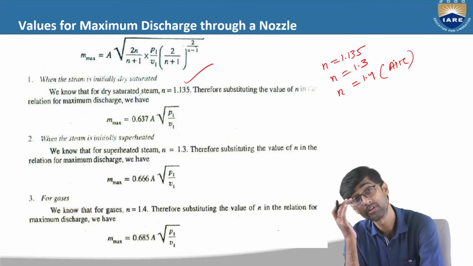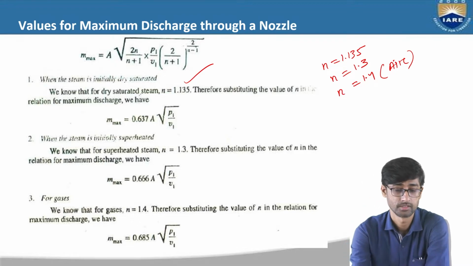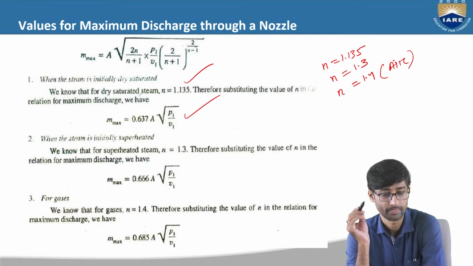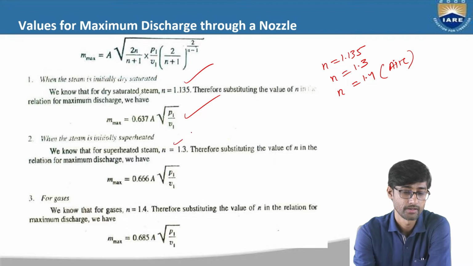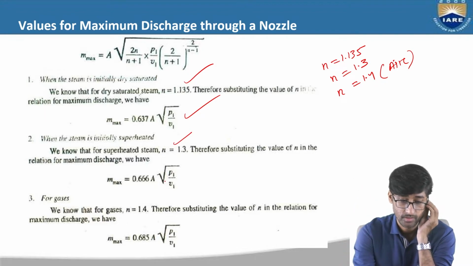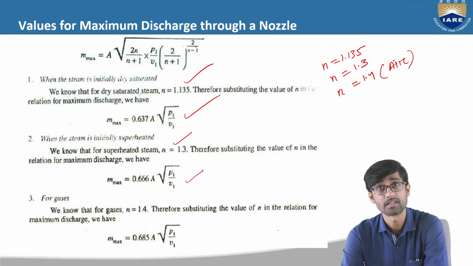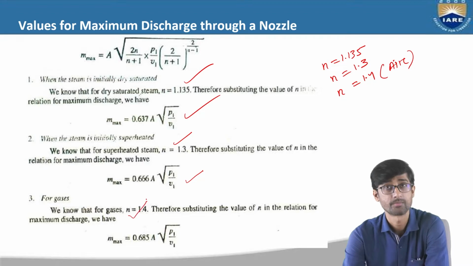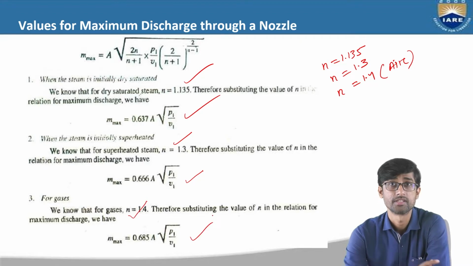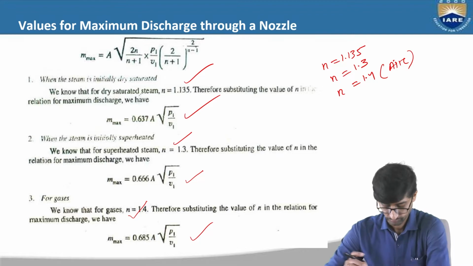The maximum mass will be equal to 0.637 into area under root P1 by V1. This is for dry saturated steam. If you put the value of n as 1.3, you will get the maximum value of discharge as 0.666 A under root P1 by V1. For gas or air, you put n equal to 1.4, and you will get the maximum value of mass discharge flowing per second as 0.685 into area under root P1 by V1.